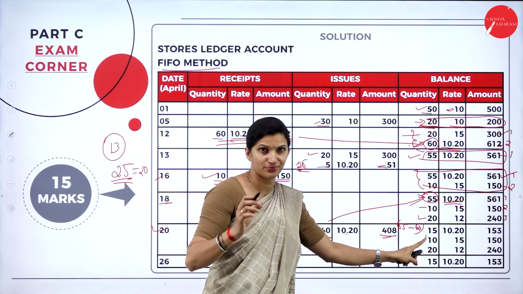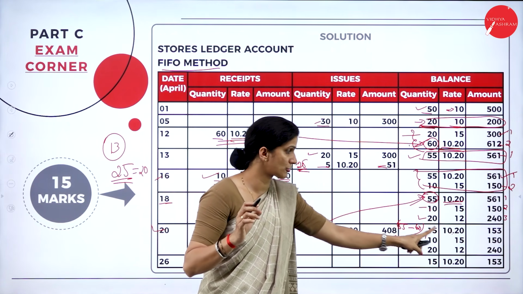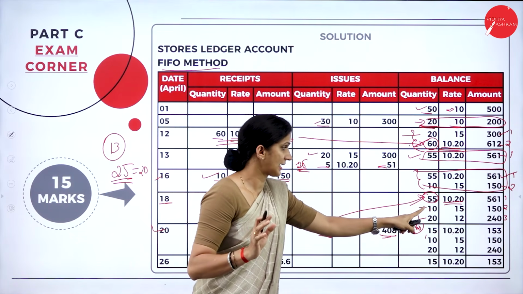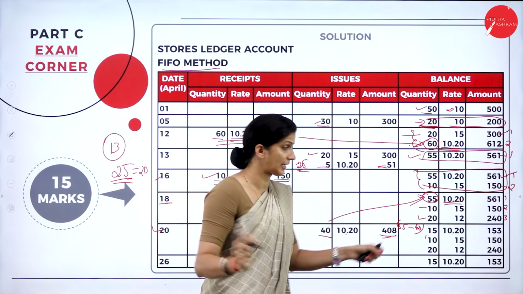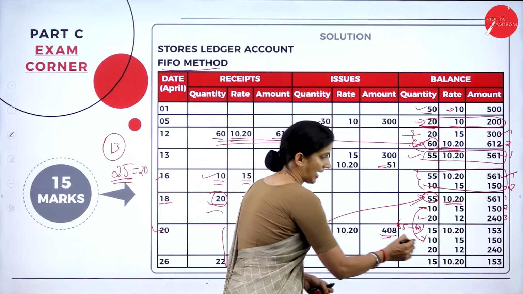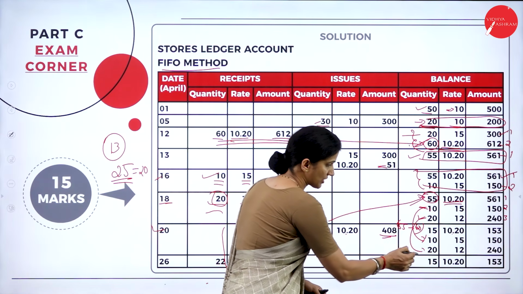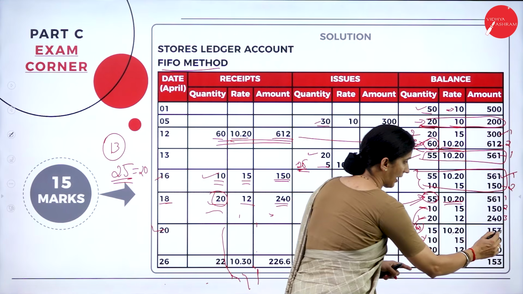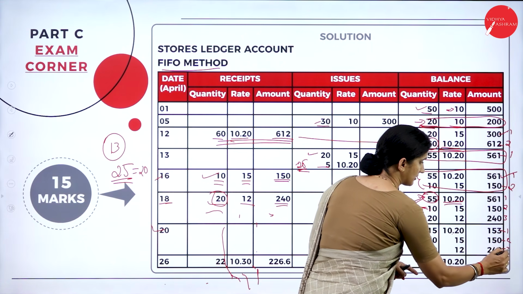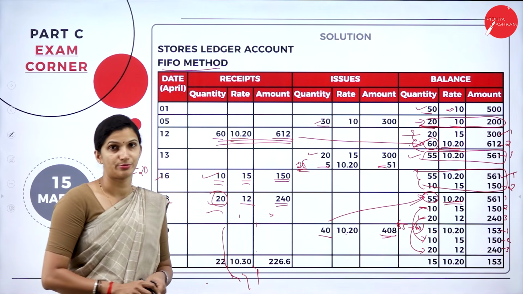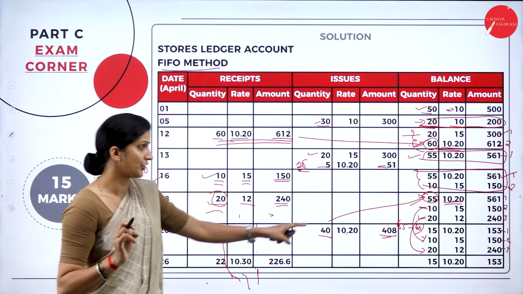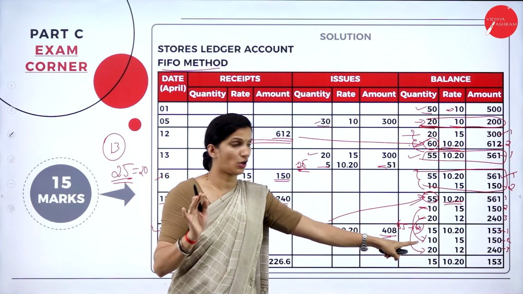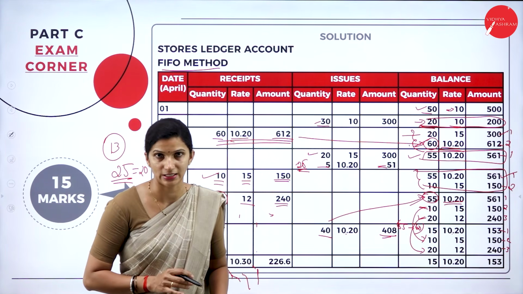So the remaining is 15. The same rate applies here also. So 15 into 10.20, it is 153. Now, the second lot you have 10, no changes in that. So this 10 you will write as it is here. And the third lot also has no changes, you will write as it is. So that means on 20th you have lots 1, 2 and 3 of the material. In the first lot you have 15 units, in the second lot you have 10 units, and in the third lot you have 20 units of material.